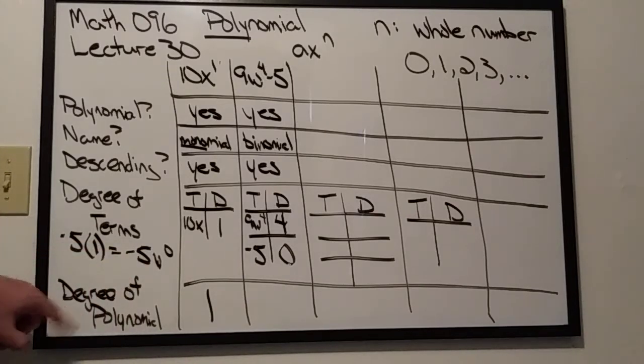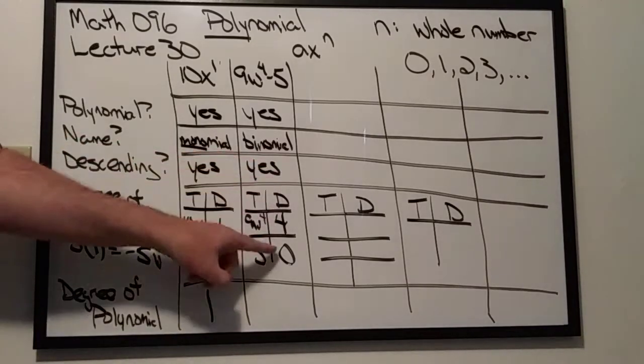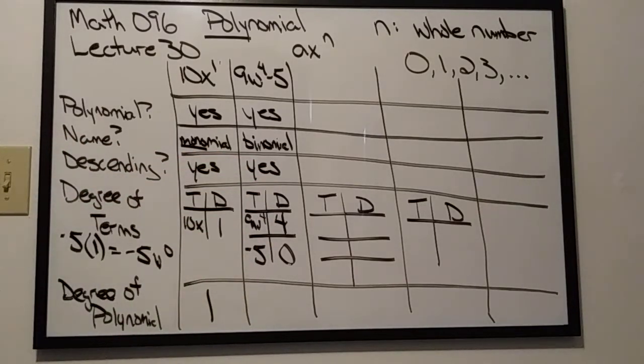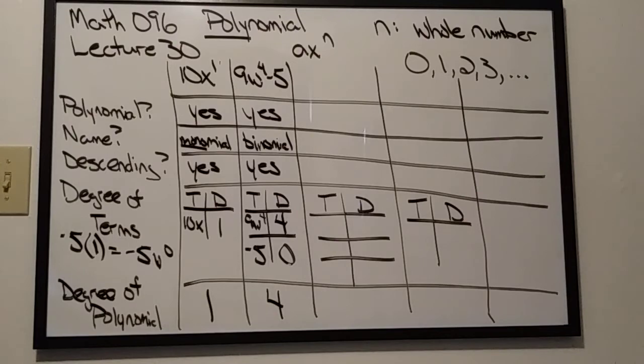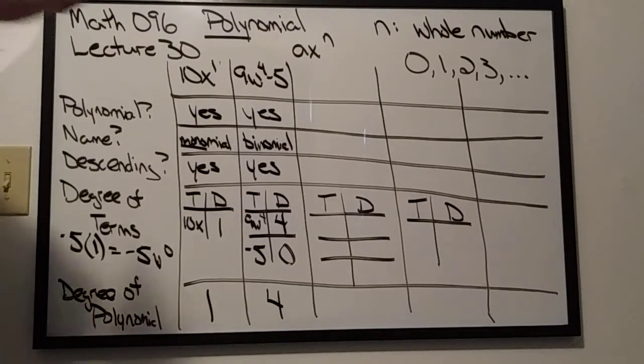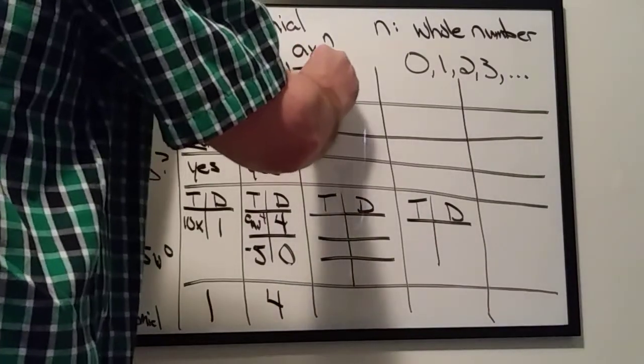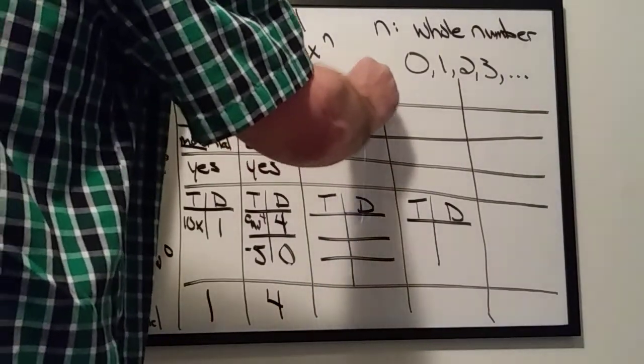And then, finally, the degree of the polynomial, once again, is the highest degree that we see in this table anywhere. Well, the highest degree that I see there is 4. So the degree of that polynomial is going to be 4. Well, let's check out another polynomial. We're going to have 7 minus 3x plus x squared.